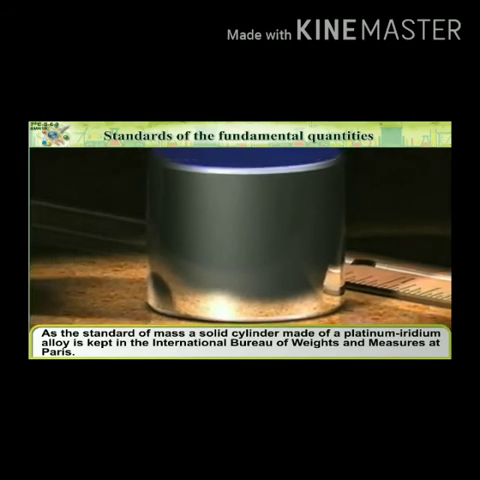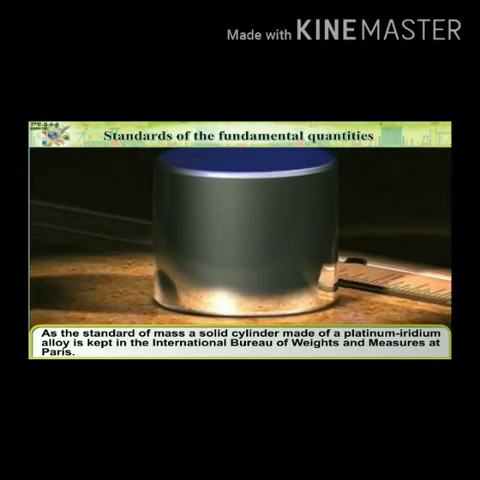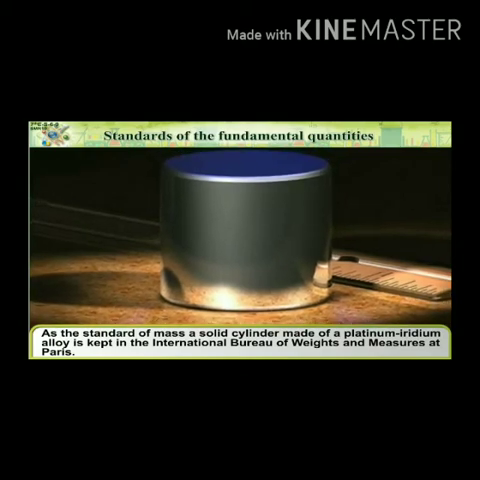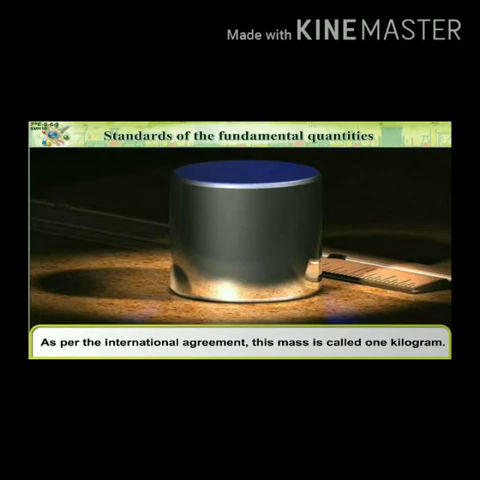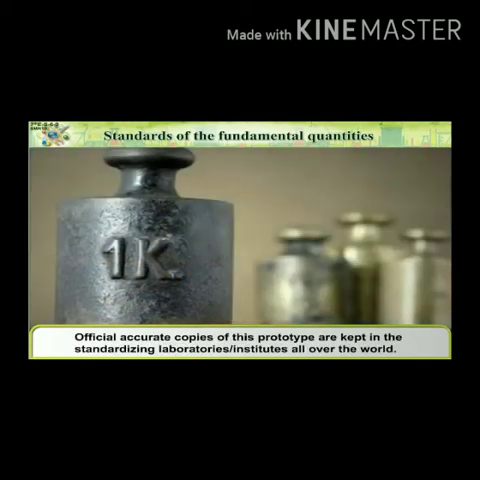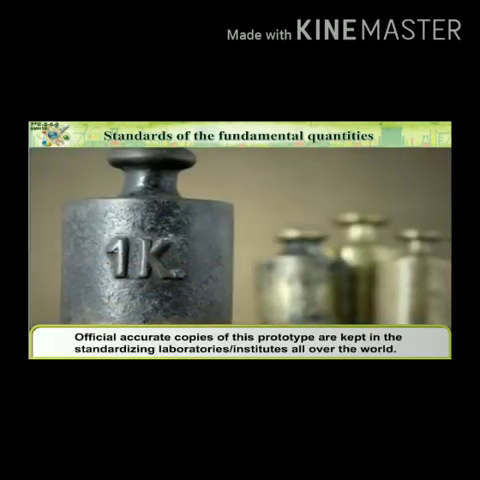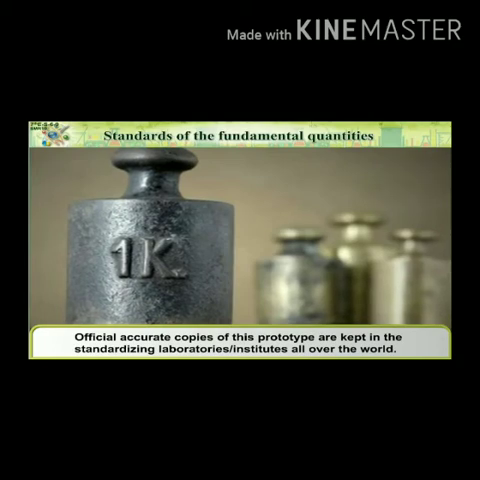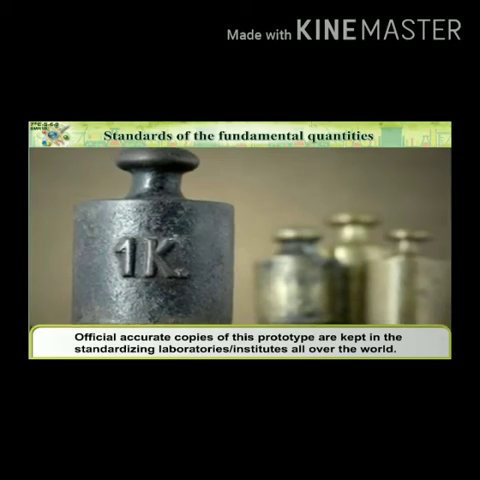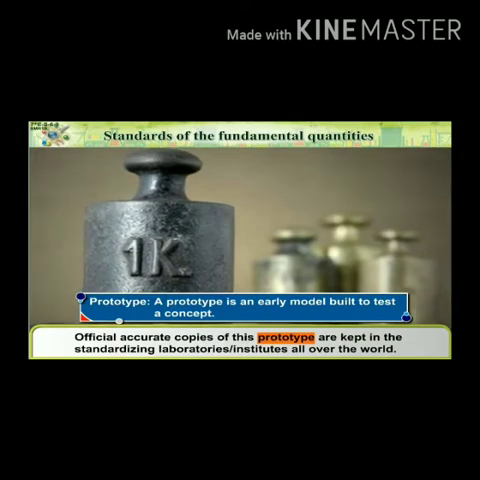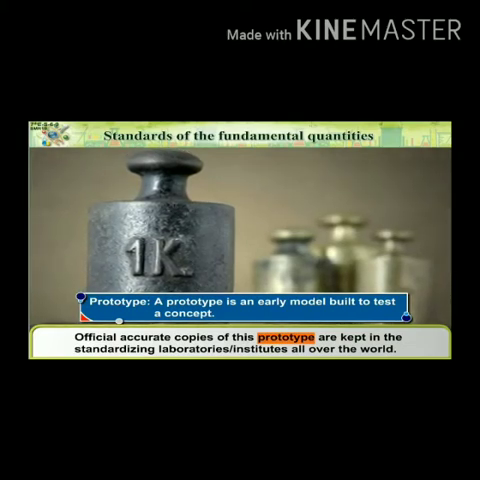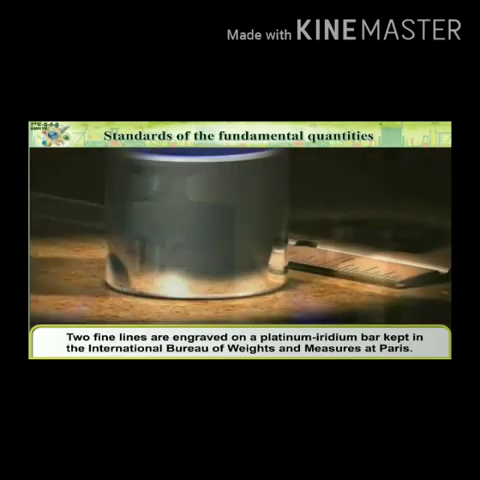As the standard of mass, a solid cylinder made of a platinum iridium alloy is kept in the International Bureau of Weights and Measures at Paris. As per the international agreement, this mass is called 1 kilogram. Official accurate copies of this prototype are kept in the standardizing laboratories and institutes all over the world. Now, what is a prototype? A prototype is an early model built to test a concept.